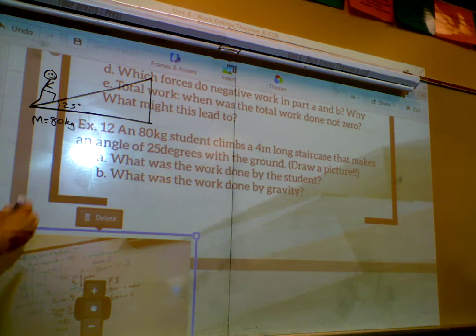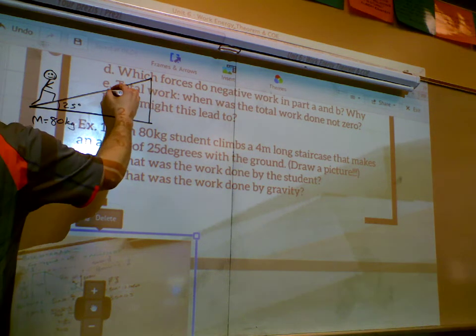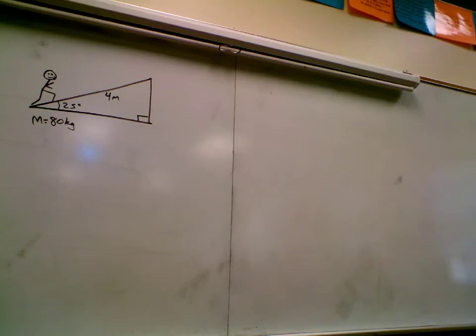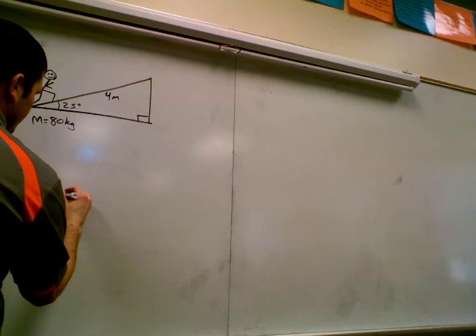Okay. We know the staircase is the length of 4 meters, so that's the hypotenuse. And this is a right angle right here. Now we want to find the work done by gravity and the work done by the student. Okay, so the situation.